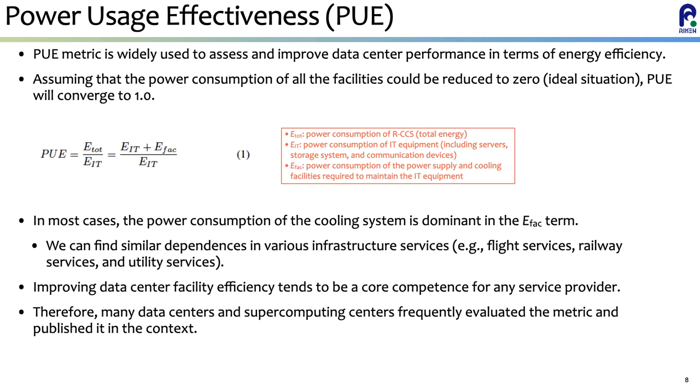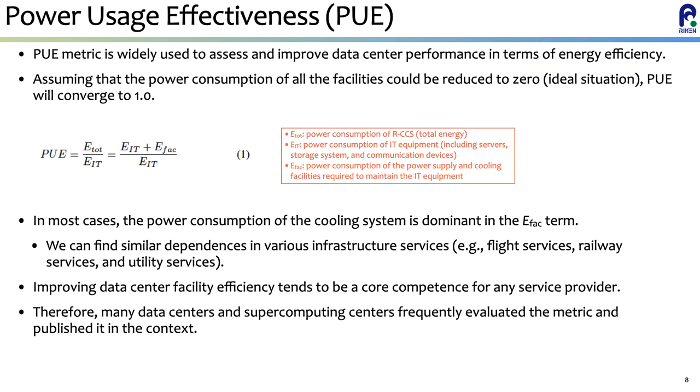We will explain power usage effectiveness, also known as PUE, as a metric in a few slides. As you know, the PUE metric is widely used to assess and improve data center performance in terms of energy efficiency. This metric is a ratio of total energy usage to the IT equipment energy usage. Usually, the metric value is more than 1. Assuming that the power consumption of all the facilities could be reduced to 0, which is the ideal situation, then PUE will converge to 1.